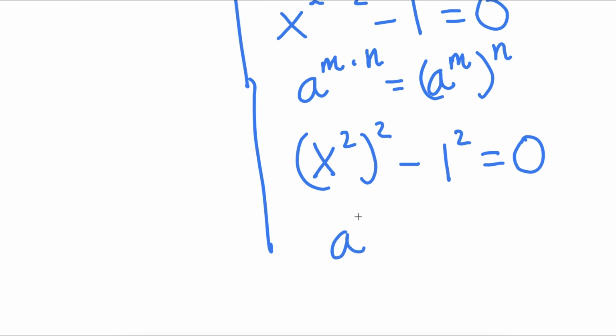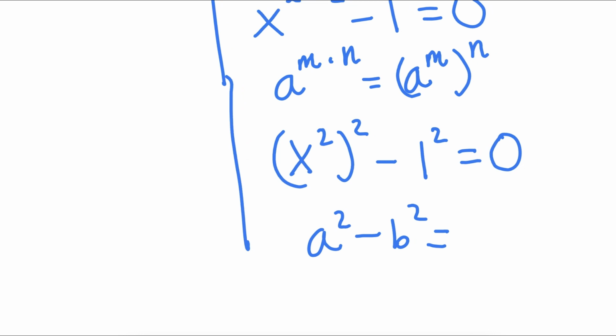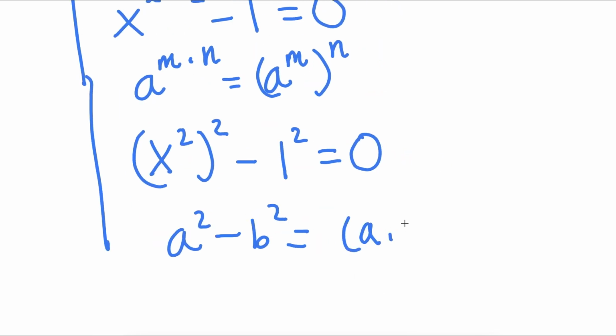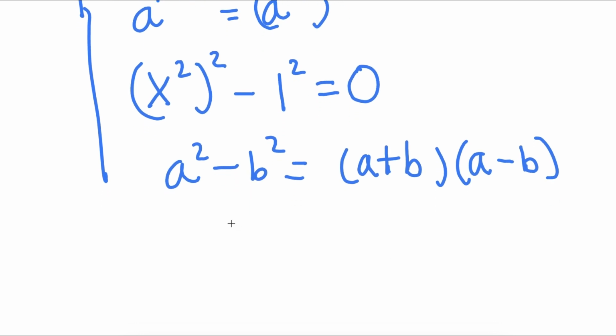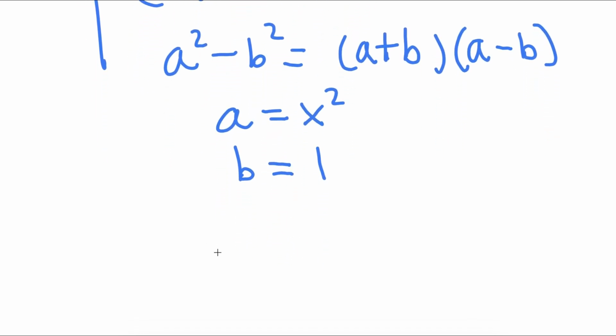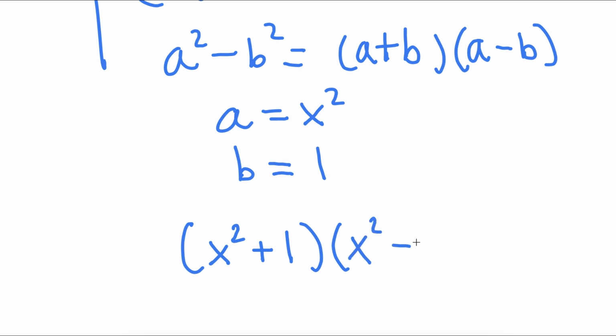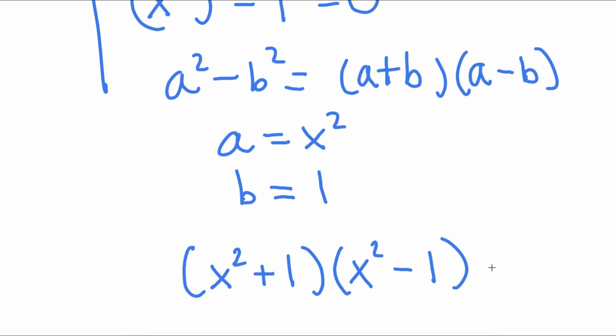And now if I have something in the form a squared minus b squared, this is equal to a plus b times a minus b. So in this case, a is x squared and b is 1. So now I have x squared plus 1 times x squared minus 1, and this is equal to 0.